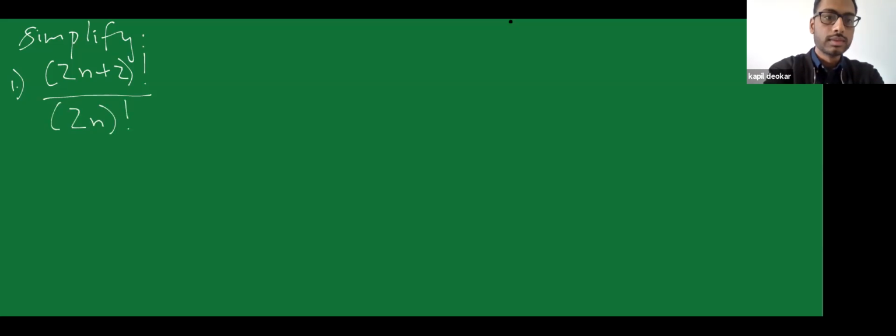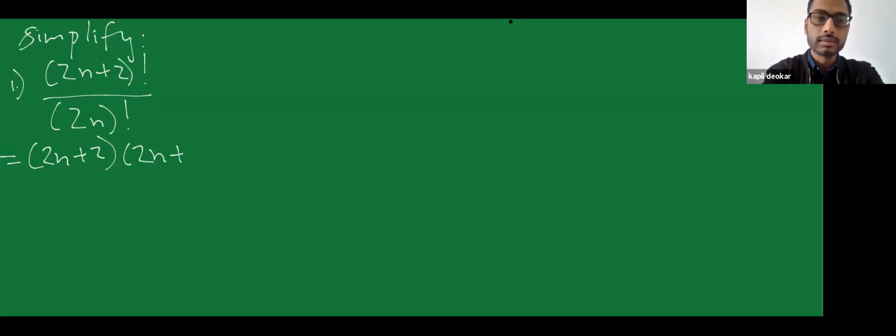Next question is simplify. This is also from exercise 3.2. And you have to simplify 2n plus 2 factorial divided by 2n factorial. So simplify in this case means just to remove this factorial sign. Okay, so first check which one is bigger. 2n plus 2 is big or 2n is big? 2n plus 2 is big. If 2n plus 2 is big, go on reducing 2n plus 2. Go on reducing means go on subtracting 1. So 2n plus 2, if I subtract 1, I'll get 2n plus 1. If I subtract 1 more, I'll get 2n.